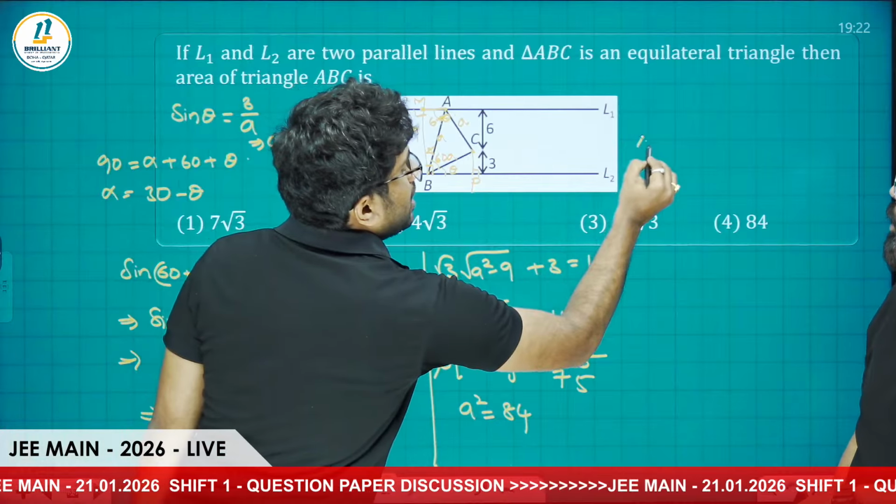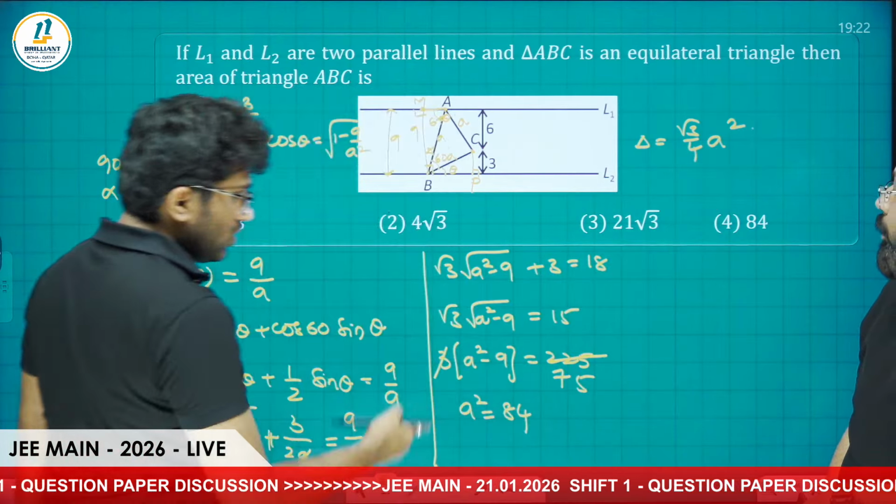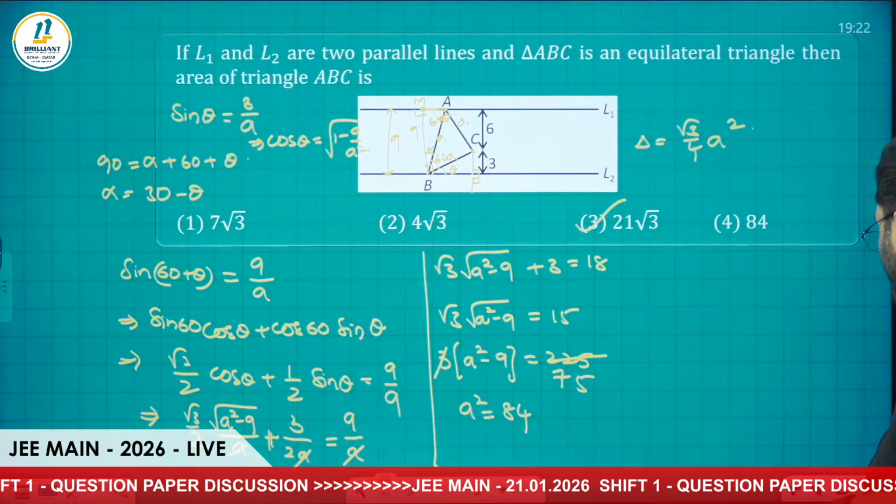And the area of the equilateral triangle delta is equal to root 3 by 4 A square. So already we have A square with us. 84 by 4 is 21. So 21 root 3 square units is the area of the triangle. Okay, good. Santosh sir.